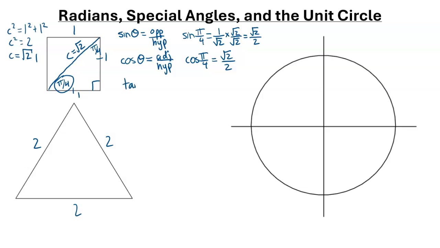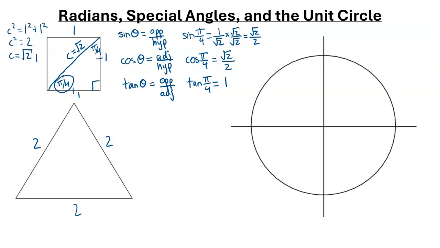So if we did tan of theta, tan is the opposite over the adjacent. And so what's the opposite side? Well, the opposite side is 1, the adjacent side is 1, and so we end up getting just that tan of pi over 4 is going to be equal to 1 over 1, which is just 1.